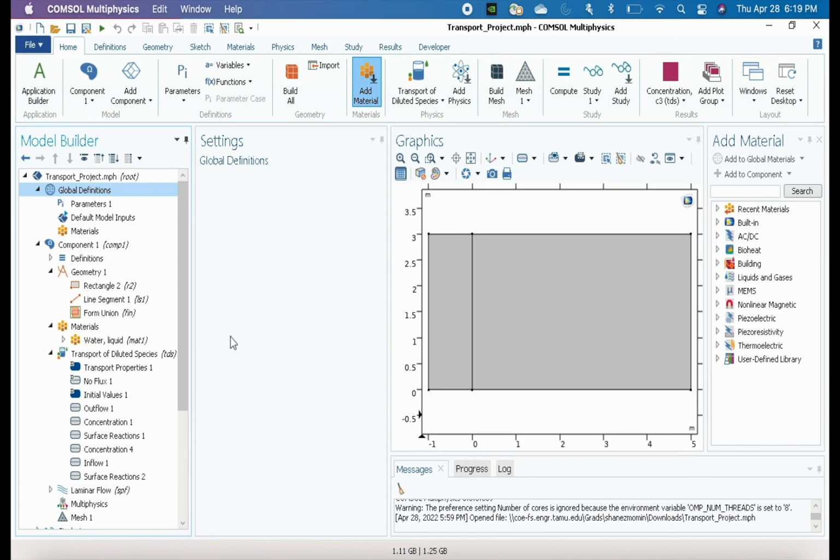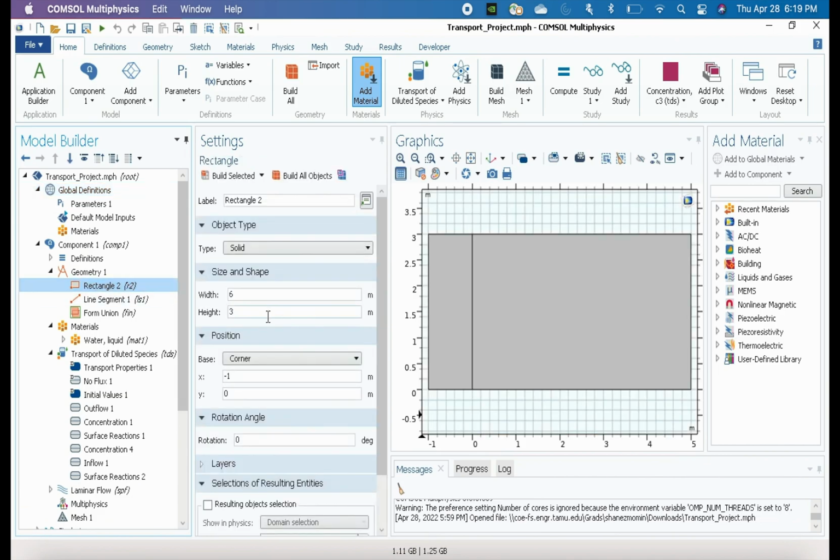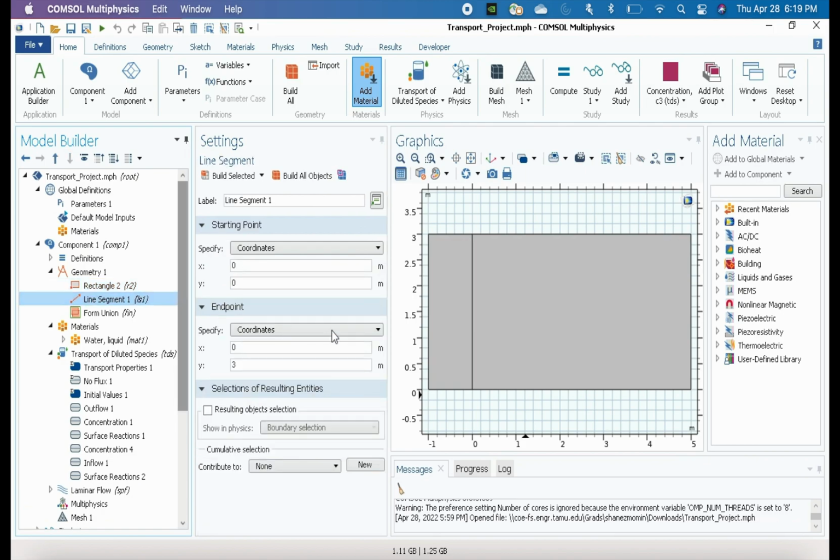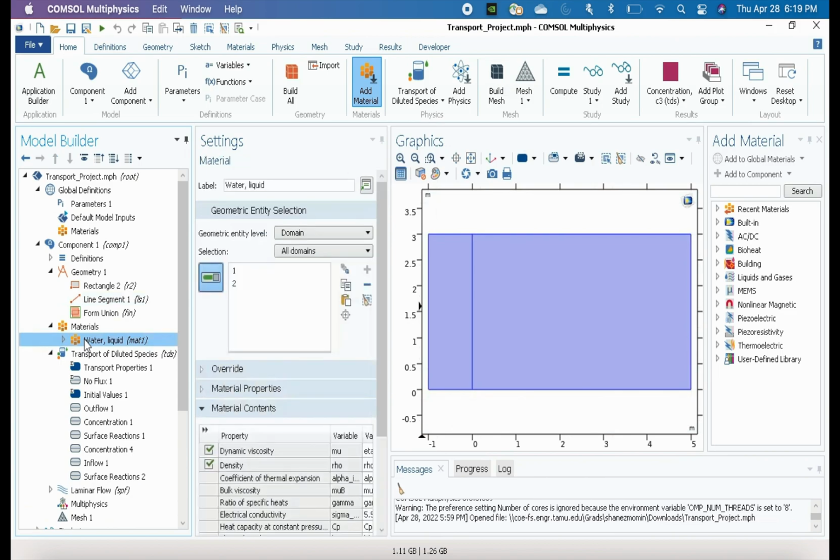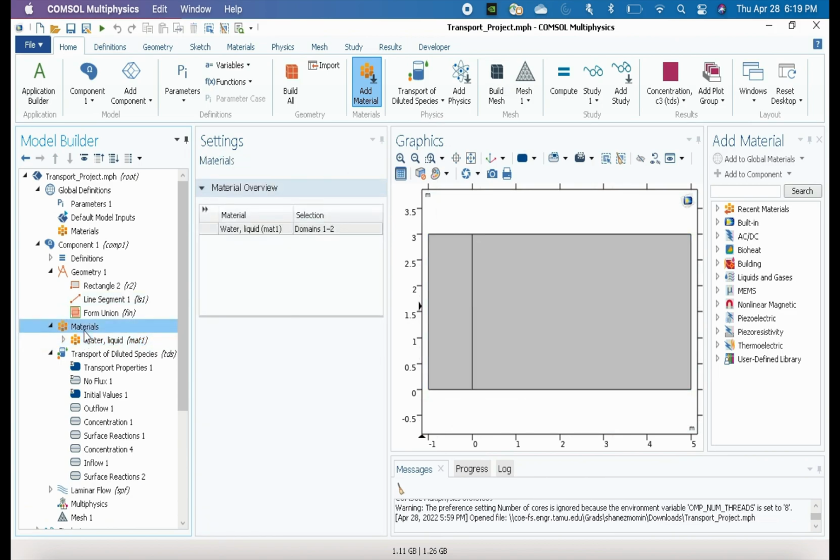So the first thing we did was define a rectangle as our geometry with x ranging from -1 to 5 and y ranging from 0 to 3. The dimensions were chosen to replicate the figures in the paper. We added a vertical line segment at x equal to 0 to assign our boundary value conditions to the problem. Next, we go on to our materials. We choose water as our transport medium for the simplicity of our problem.